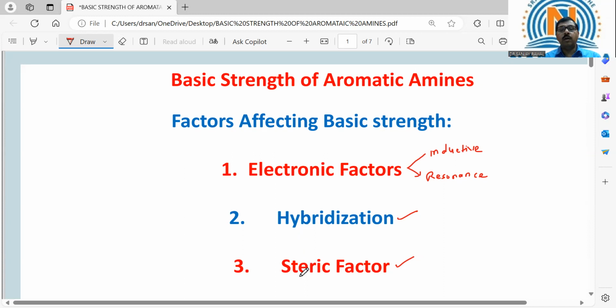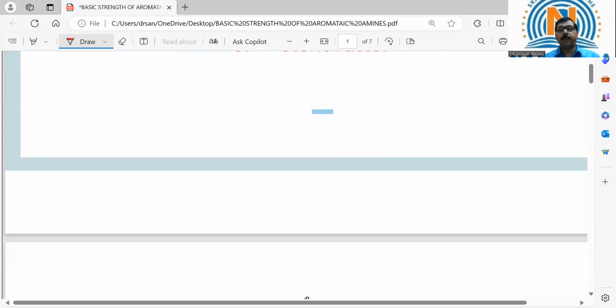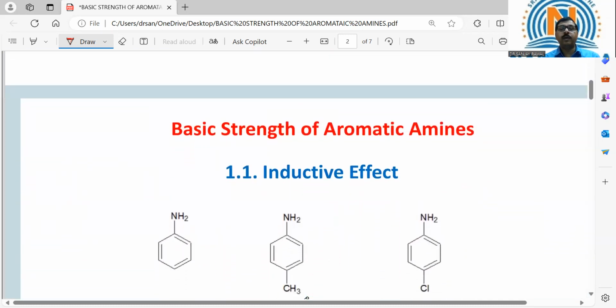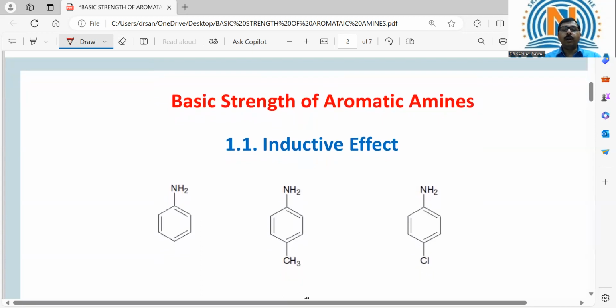Now, first we'll discuss the electronic factor, that is inductive effect. What is inductive effect? Polarization of sigma bonding electrons towards a more electronegative element is called inductive effect. So it is a polarization effect. On the basis of the direction of induction, this inductive effect is divided into two types, plus I effect and minus I effect. Polarization of electrons towards a group is minus I effect, and polarization of sigma bonding electrons away from the group is plus I effect.